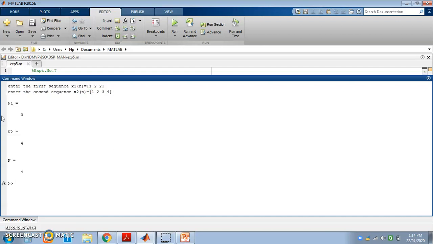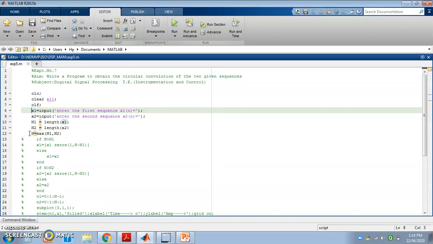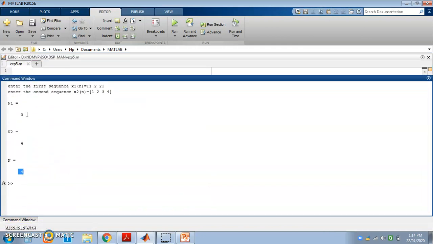If I enter it, it is observed that the length of the first sequence, that is x1, is 3, the length of the second sequence is 4, and the length of the required N-point circular convolution is also 4. So this is the result of the code from line number 8 to line number 12. In the command window, the length of the first sequence is 3 and the length of the second sequence is 4.